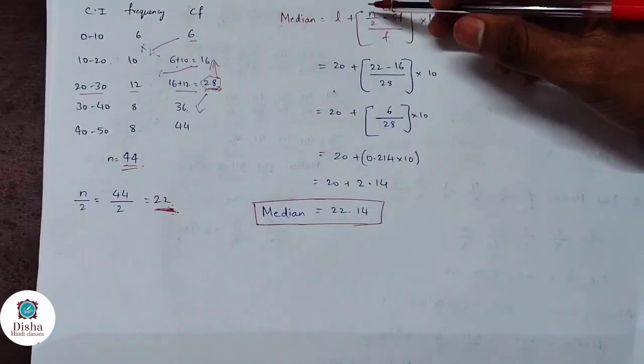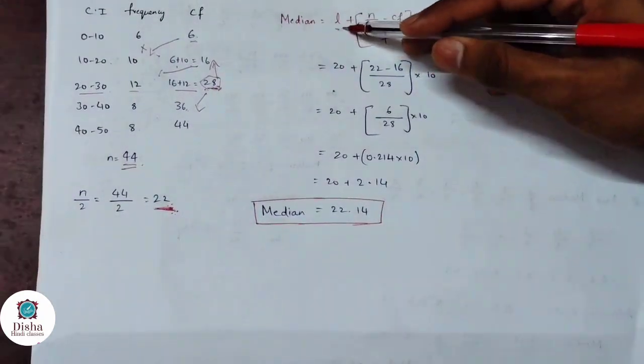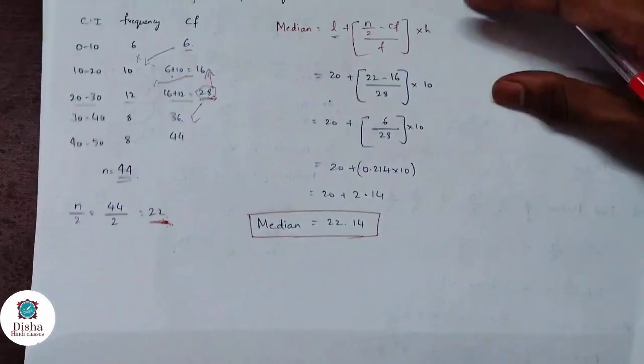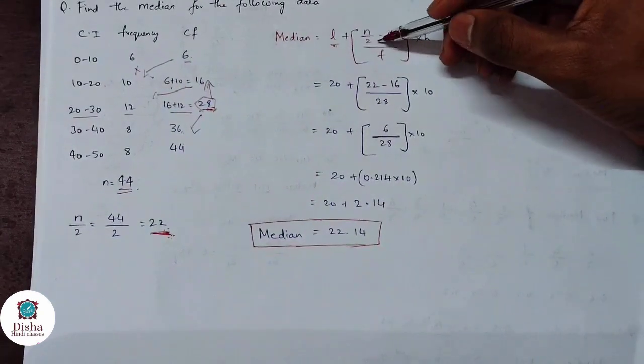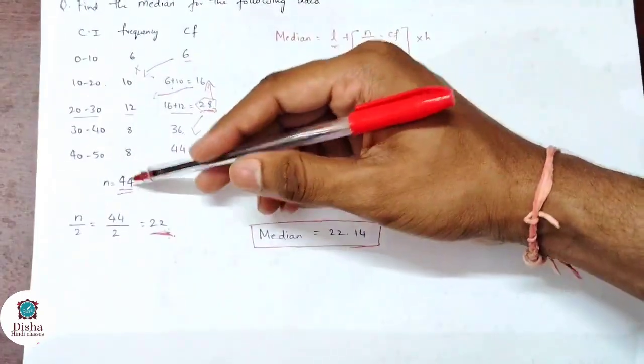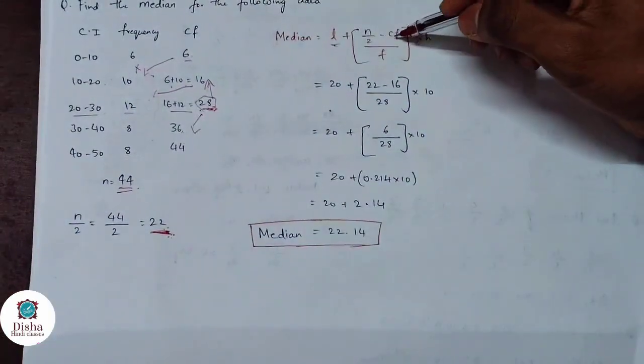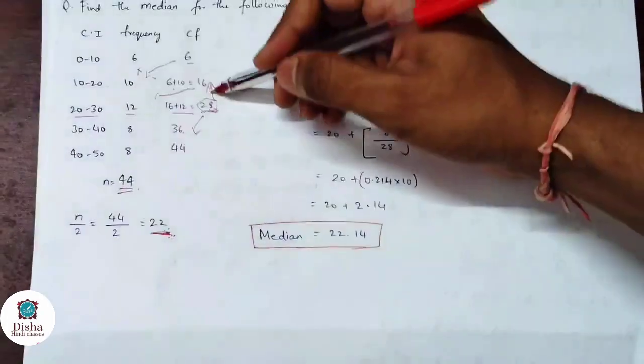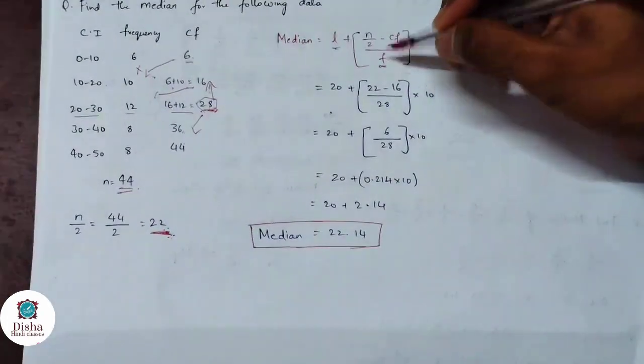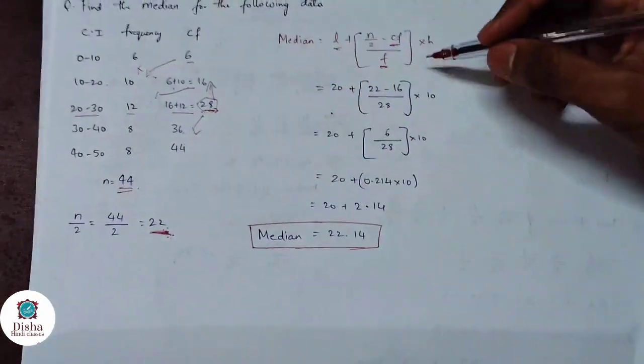So in the formula, median equals L, where L is the lower limit of the median class, plus n by 2. Here we have n equals 44, so 44 divided by 2 equals 22. And we have the cumulative frequency, that is 16, and we have the frequency of the median class, that is 28.